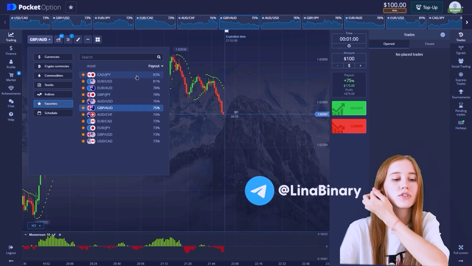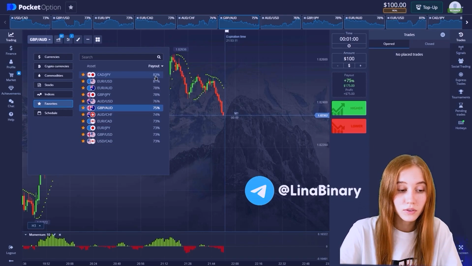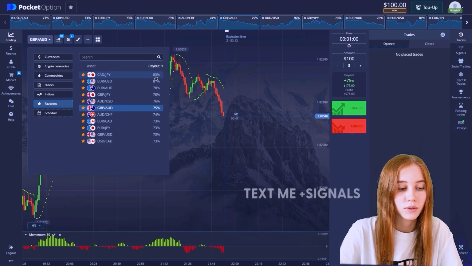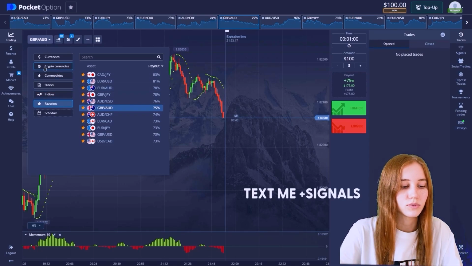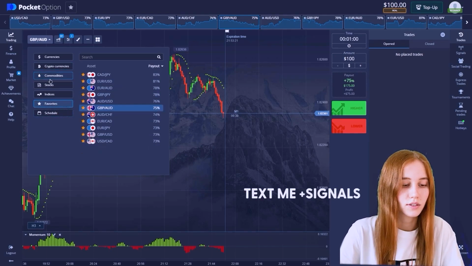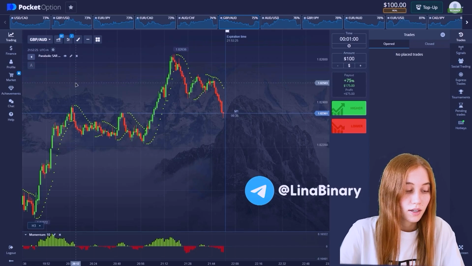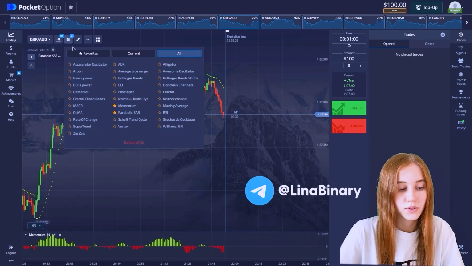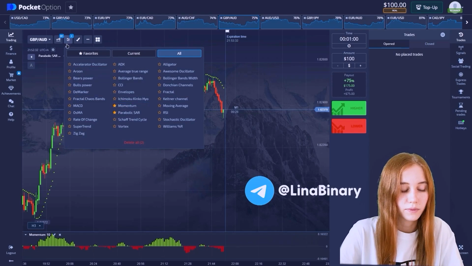The payout percentage works like this: if it's 83 and you place a bet of $100 and it comes in, then your profit will be $83. You can also trade crypto, gold, silver, and so on. We'll trade currency pairs. We'll also use two very cool indicators, momentum and parabolic.